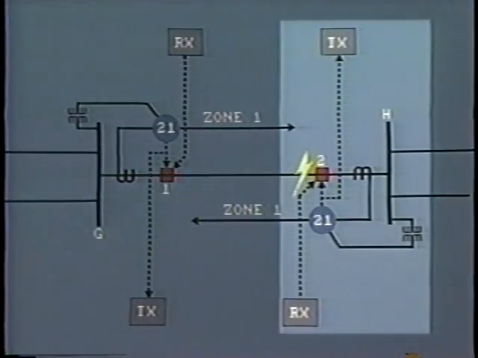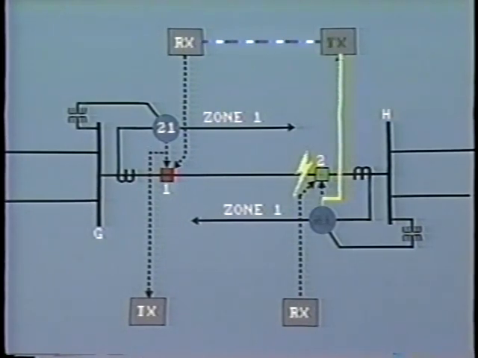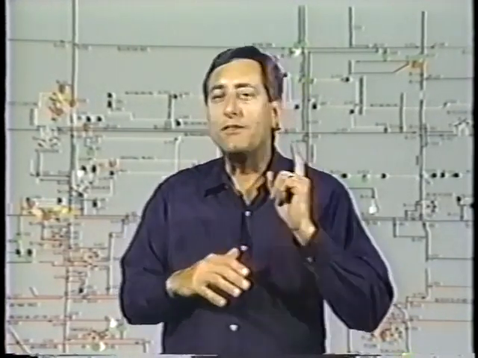Let's look at the other end. Station H. Here, the fault is close in, so the relay does operate and immediately trips breaker 2. At the same time, it immediately switches the transmitter from guard to trip frequency. This new frequency is sent along the communication channel. At station G, the receiver picks up the signal and immediately trips breaker 1. So this arrangement achieves the objective of high-speed tripping at both ends, and at the same time it prevents overreach and false tripping for external faults.